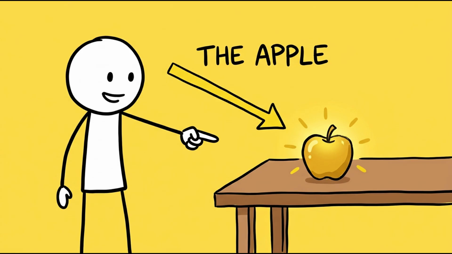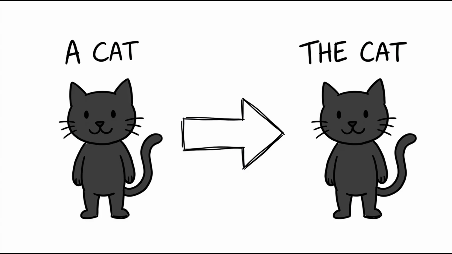The second category is the only one, and here you use the word the. Now imagine that same bowl of apples has disappeared, and instead, there's just one single beautiful golden apple sitting alone on the table. You turn to your friend and say, I want to eat the apple. Why the this time? Because there's only one option visible, and both you and your friend are clearly looking at that exact same object.